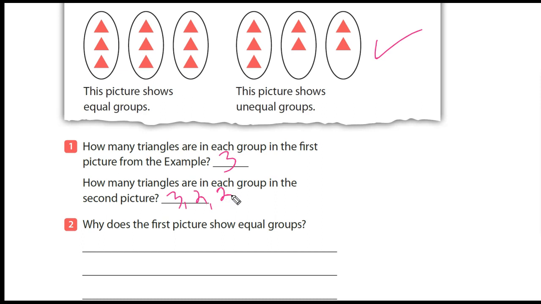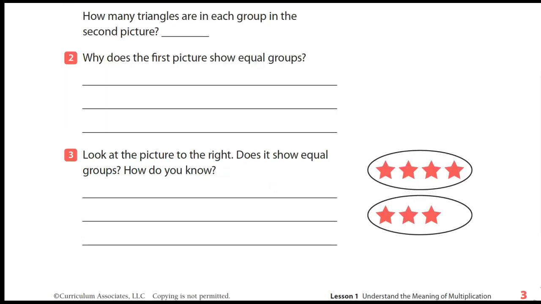Why does the first picture show equal parts? Because it has three triangles in each one, and they're equal to each other. Yes. Excellent. Now look at the picture to the right. Does it show equal parts? No, it does not show equal parts. How do you know that? One picture has four stars, the other picture has a different number.